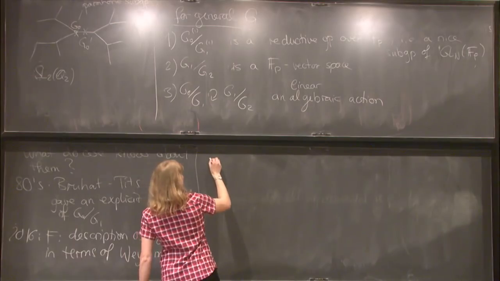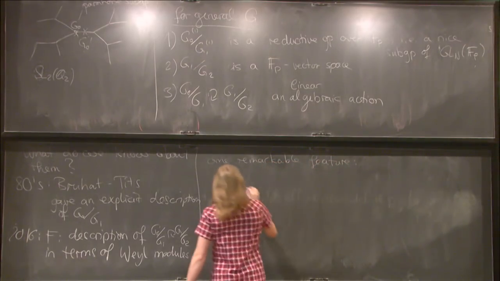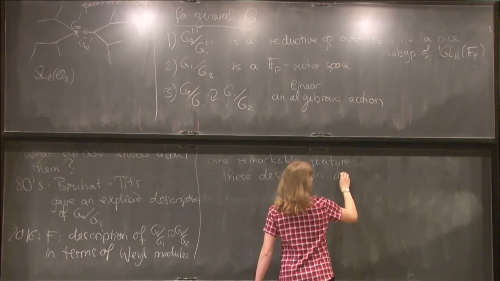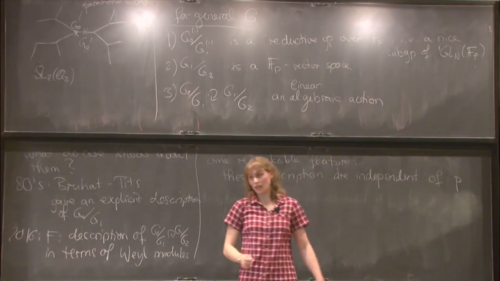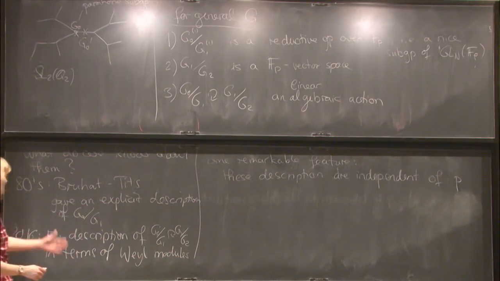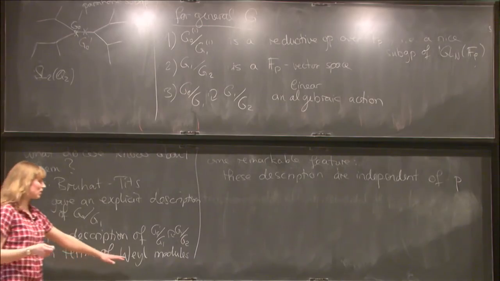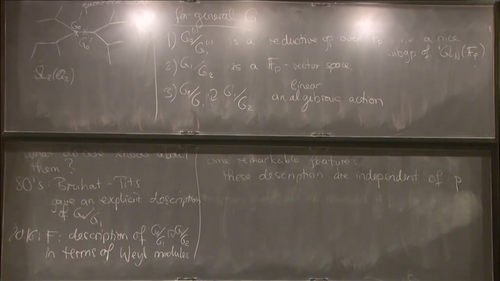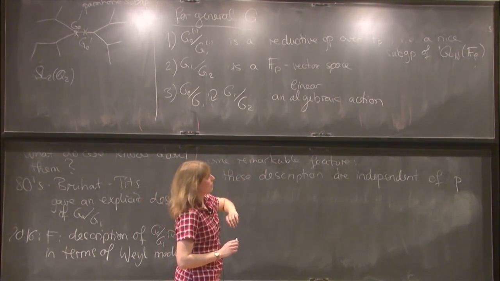Maybe I should say one remarkable feature or observation is that actually these descriptions are independent of the prime p. So we started with the prime p, everything was for p-adic numbers, but the structure, I said, Bruhat and Tits describe it in terms of some combinatorial data, and this combinatorial data is independent of the prime p. And the same here, I describe it in terms of some Weyl modules which are associated to some highest weight, and these highest weights are, in an appropriate sense, independent of p.